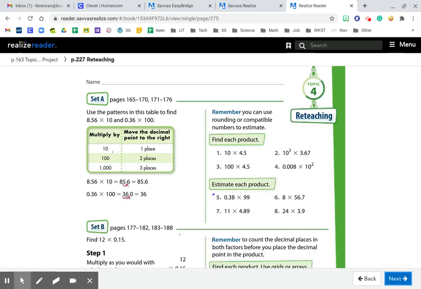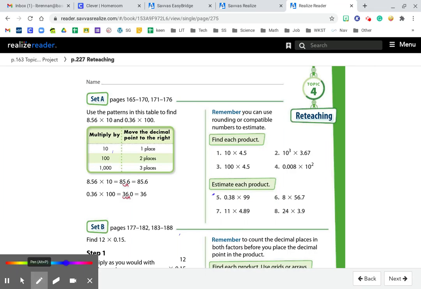Okay, and then our reteaching. Set A, which goes with pages 165 and 170, 171 and 176. So that goes with 2 lessons, 4.1 and 4.2. Use the patterns in this table to find the answer. Remember, you can use rounding or compatible numbers.